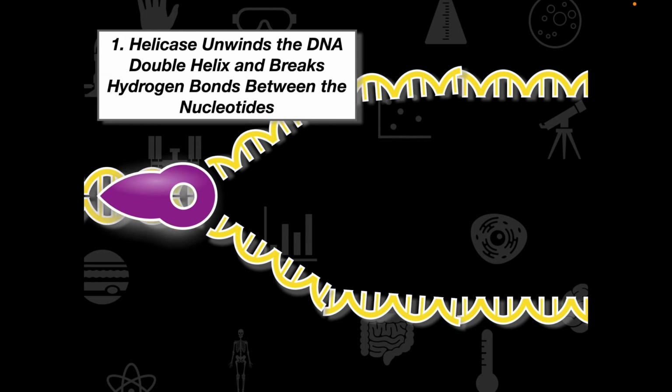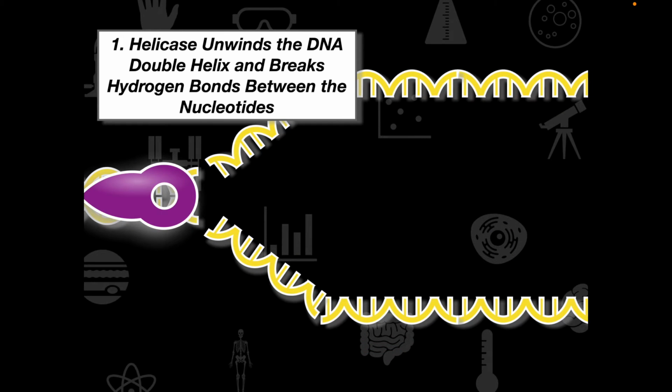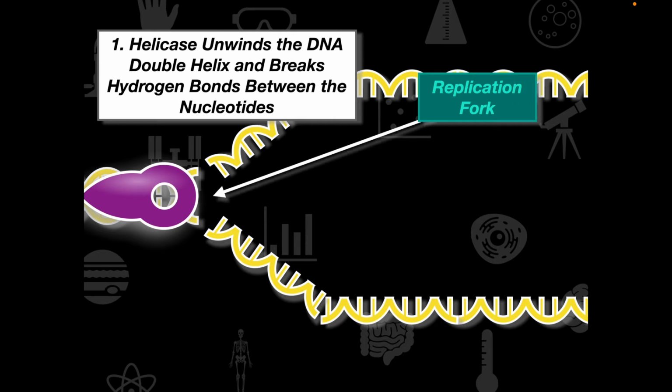So what we can see here is helicase is going to move through, and it's going to create what we call a replication fork here. What this is doing is separating out the DNA into two pieces, almost like a fork, so we can then use the original strand here as a template now.